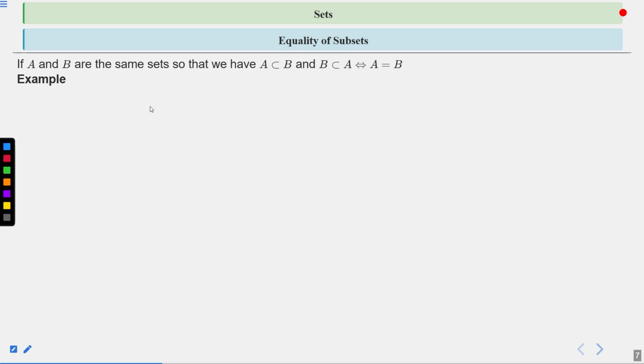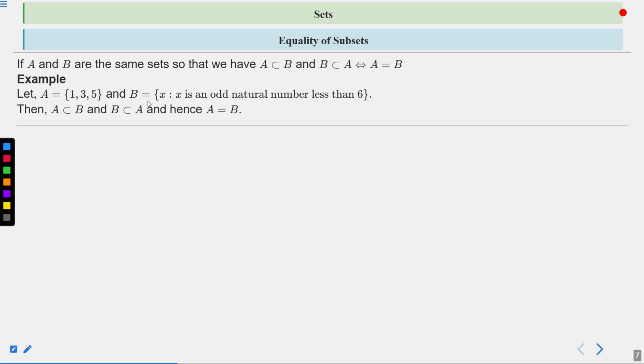Example. A in roster form with elements 1, 3, 5. B in set builder form: a collection of x such that x is an odd natural number and that odd natural number must be less than 6. If you write B set in roster form, what you will get is simply 1, 3 and 5, these three elements.